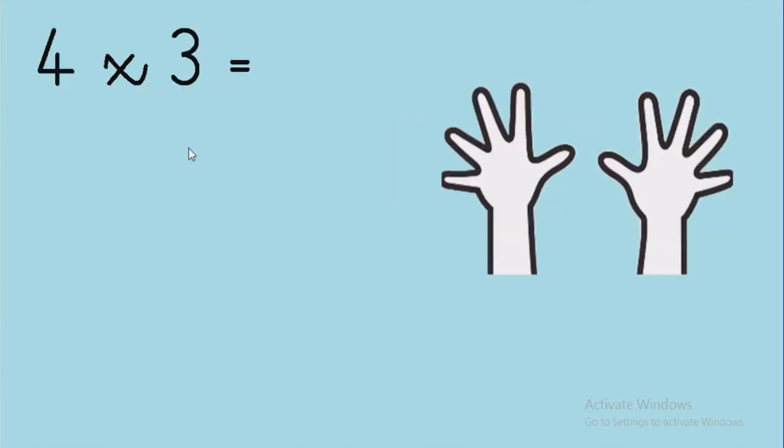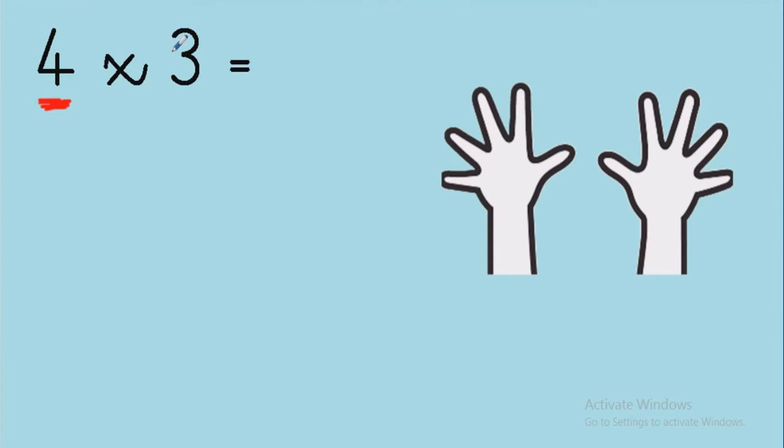Okay, team, I left the trickiest one till last. 4 lots of 3 equals something. Okay. I need 4 lots, or 4 fingers, and I need to count up in 3s. Can I tell you a secret? I don't know how to count up in 3s. Oh, what can I do?